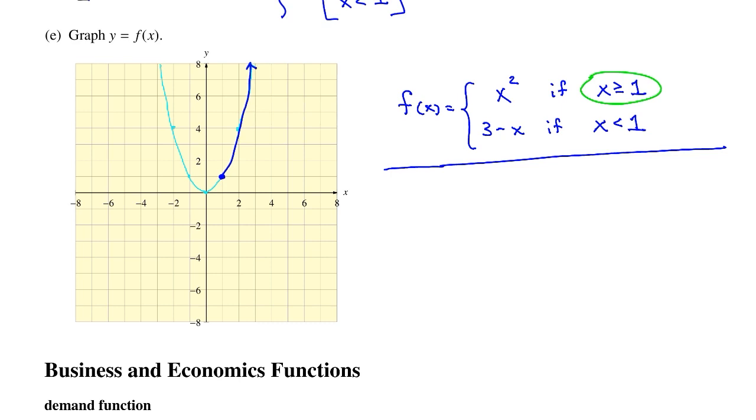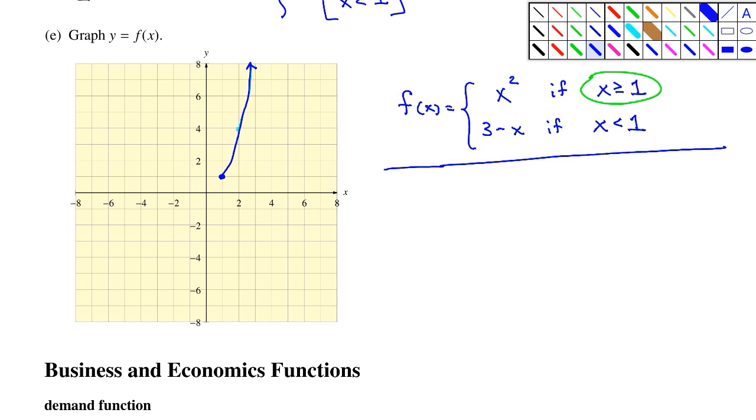And then you go back and you erase all of the other stuff that you didn't use. So that's a little trick. I won't say you're not supposed to do it this way, but it's a trick.